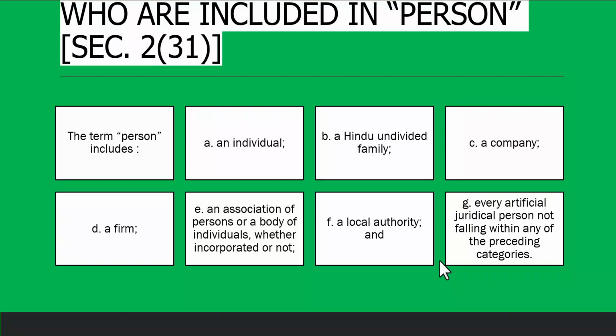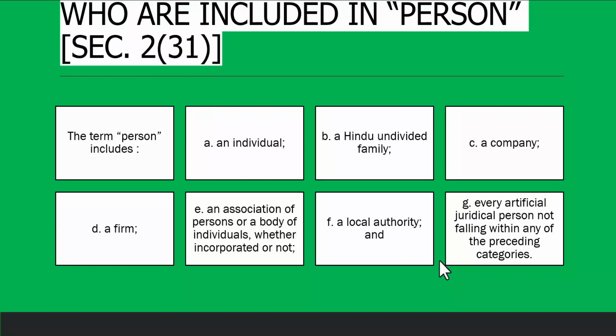Then the third one is company. Companies are registered under the Companies Act 2013, like Reliance, Asian Paints, Infosys. All these are companies basically. Firm: a firm means a partnership firm, where two or more people come together and start a business. Instead of forming a company, they form a firm and they become partners.